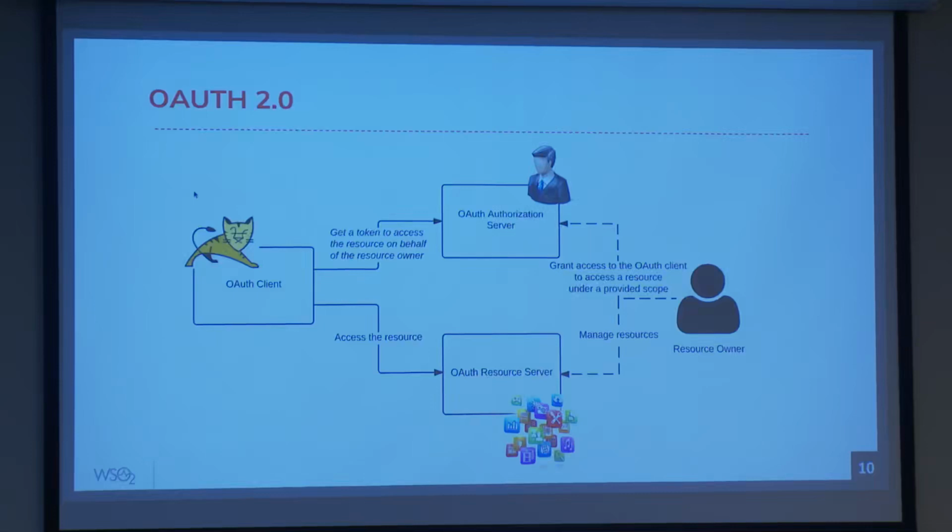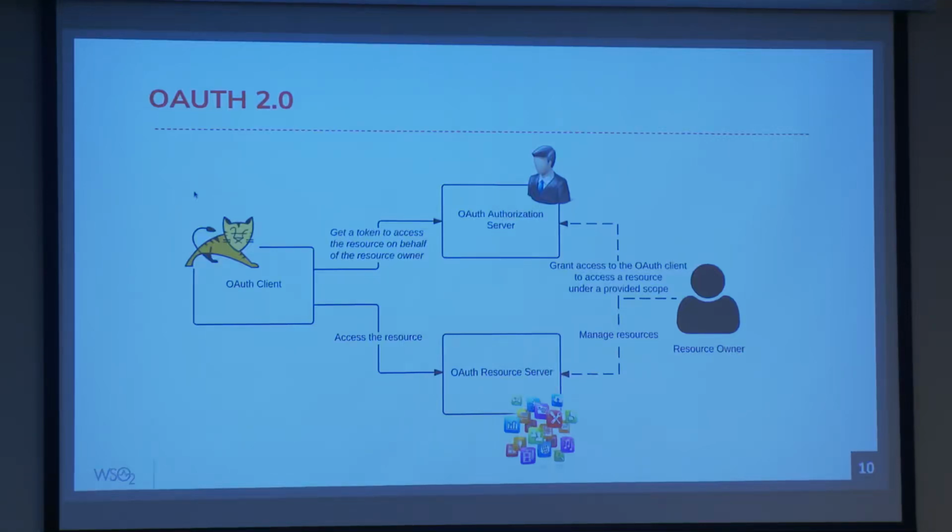So now to access that microservice on behalf of this particular user, first the OAuth client has to get a token from an authorization server which is trusted by the resource server, with the user's consent, and use that token to access the resources, right?